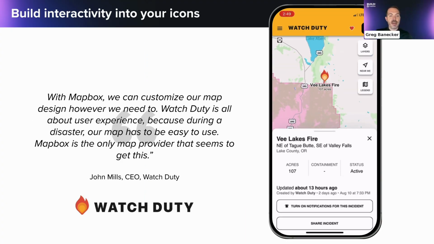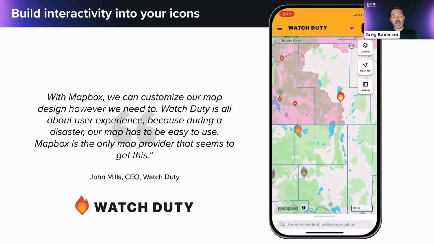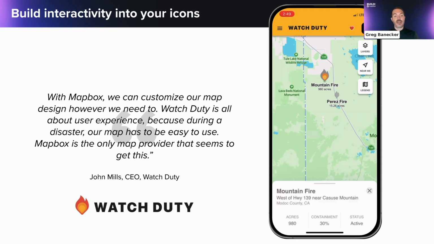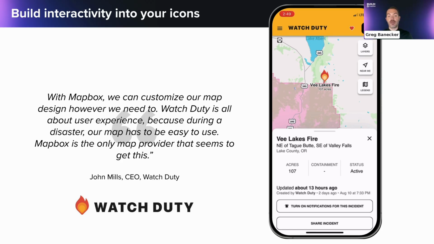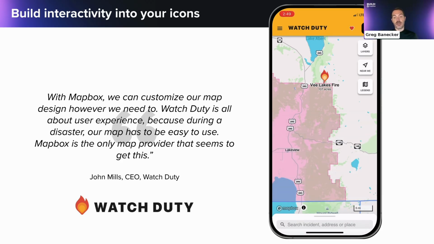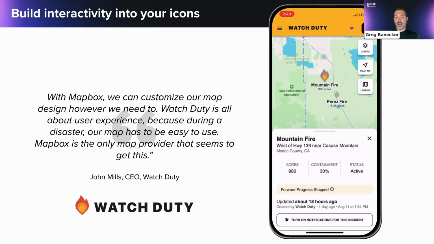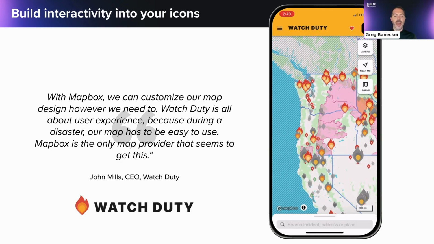Another cool story. Adding interactivity to your icons is a great way to deliver essential information to your users. Watch Duty allows users to click on a fire icon for more information about that particular wildfire. So they're making this icon highly useful by adding interactivity to it and then serving up much more detailed information.